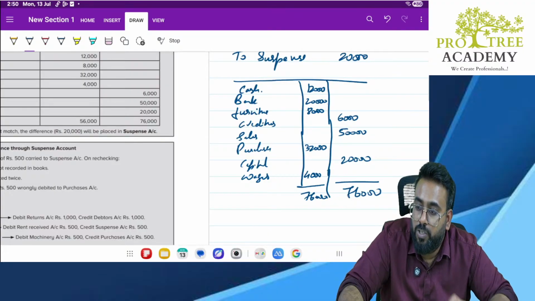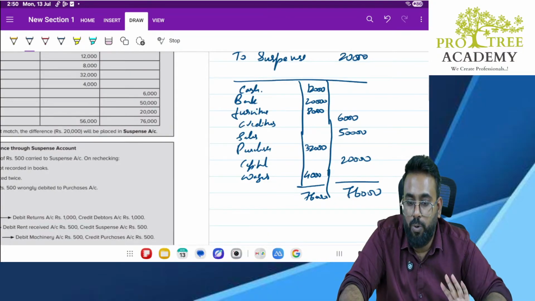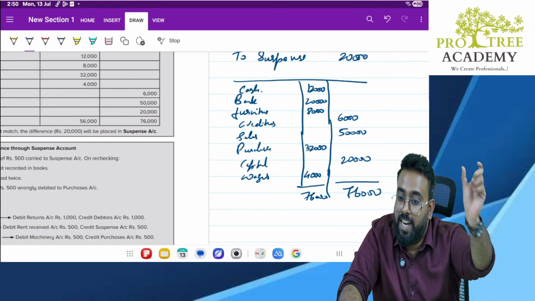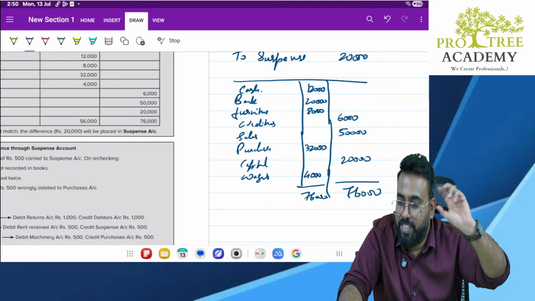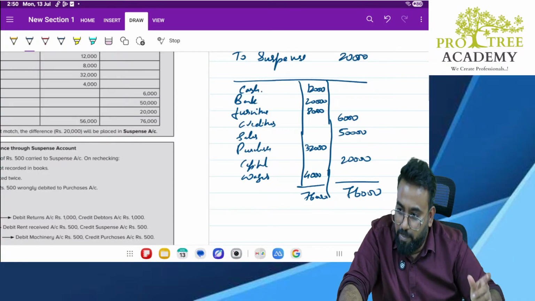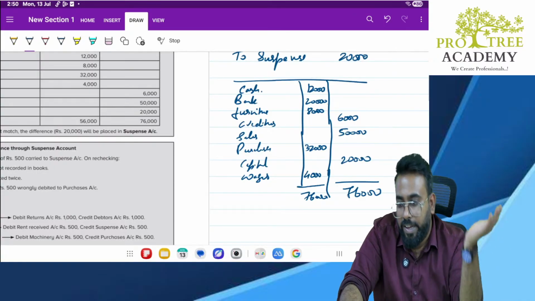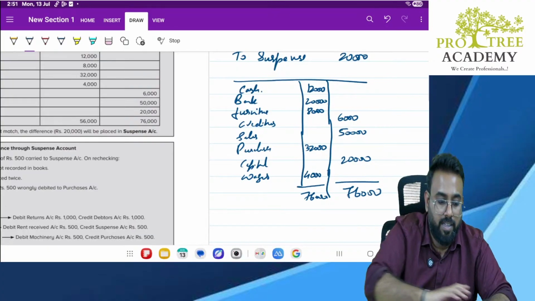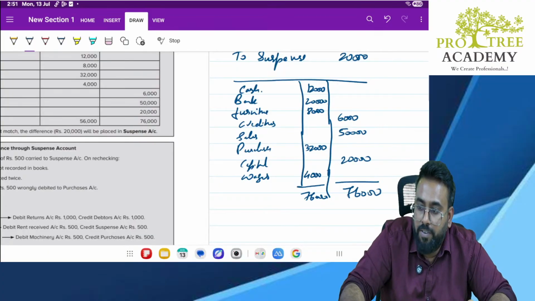Clear? So in accounting, how to reduce the balance of any account? First check what is the side of balance, whether it is having debit balance or credit balance. If it has debit balance, you credit it. If you have credit balance, you debit it. Am I clear? Yes? Everybody is understanding?